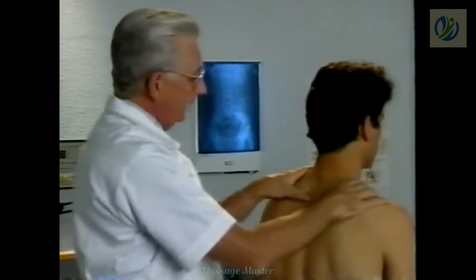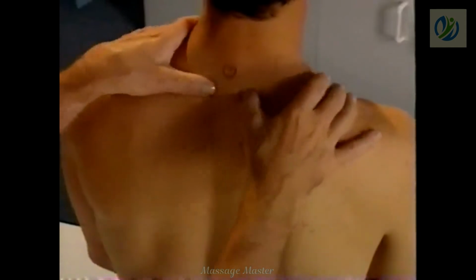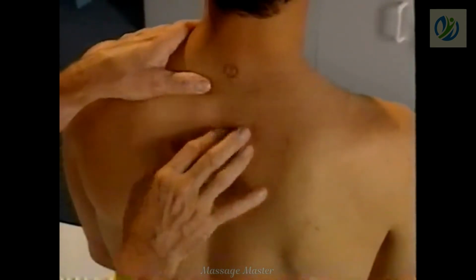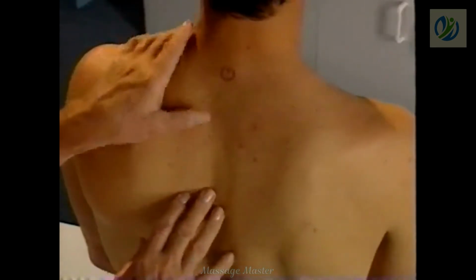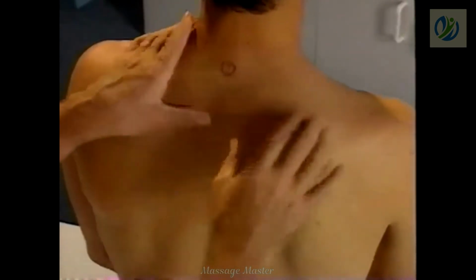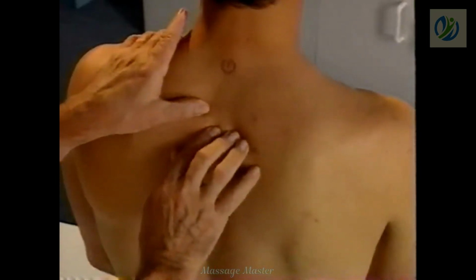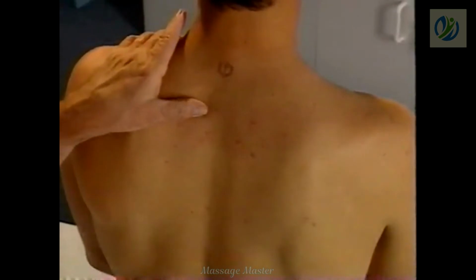Now, as we go above that segment, we find that there continues to be a little fullness at T2 as well. So that segment probably is included in a short group dysfunction above that non-neutral extended, right side bent, right rotated segment here, and that's very common. So we have a non-neutral dysfunction here and a short group of neutral dysfunction above.